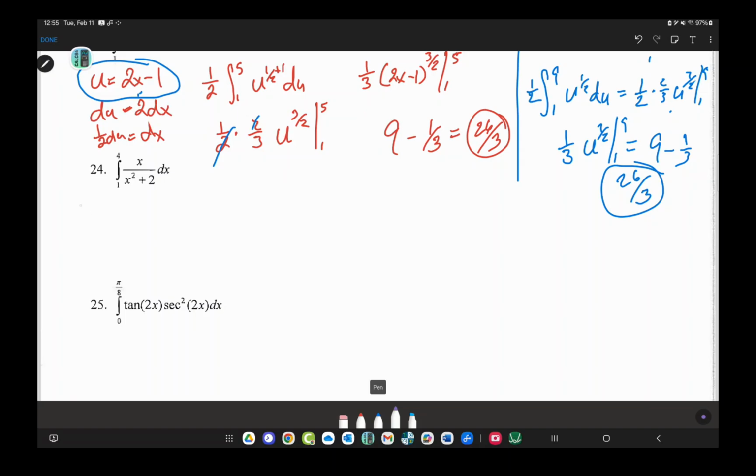Okay. So here, if u is equal to x squared plus 2, du is equal to 2x dx, which means I don't have a 2x, I have an x dx. I don't have a 2x dx. So 1/2 du equals x dx. So my new bounds, if I plug my bounds through, 1 squared plus 2 is 3. 4 squared is 16, plus 2 is 18. Right? 1/2 of 1 over u du.